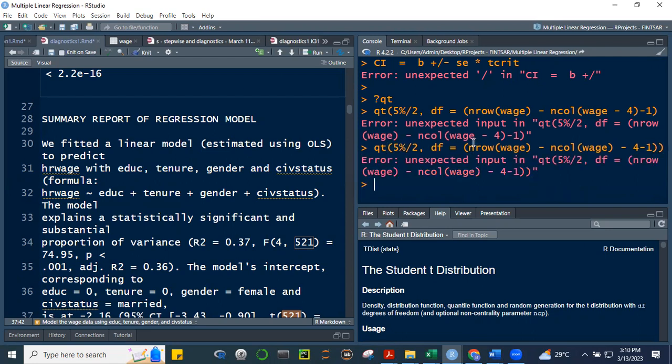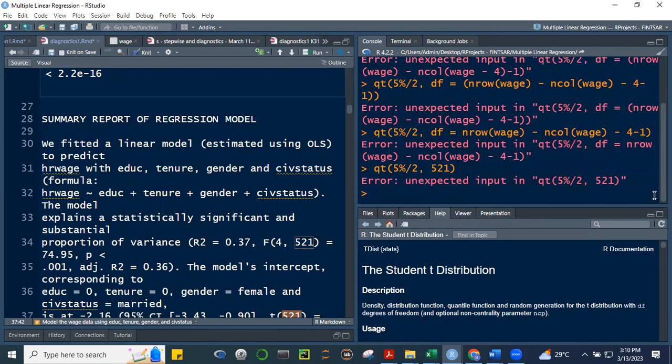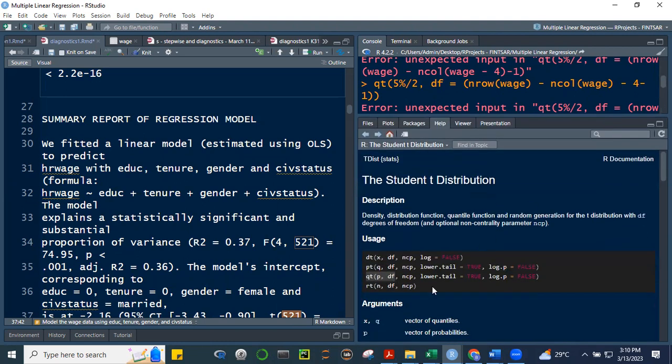Still an error. Where did I have that error? I remove this. Minus 4, minus 1. Oh boy, wait. Maybe I'm just low bat now. So let me just use 521. Oh, what happened here? QT, P and then degree of freedom.